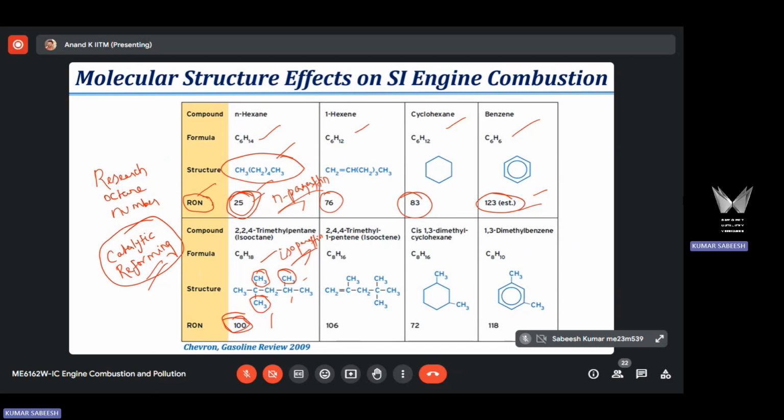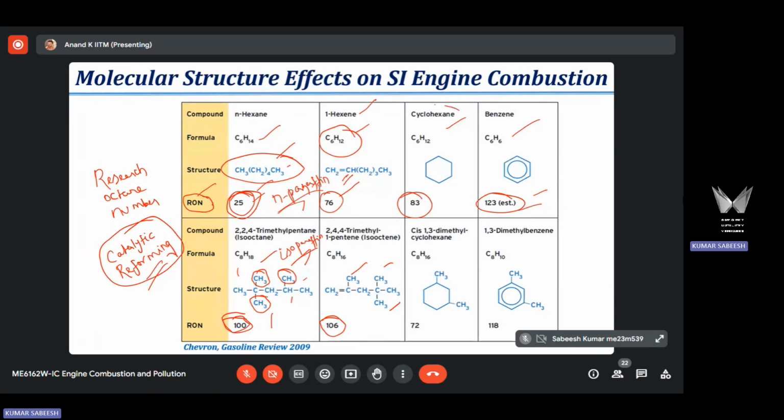Now observe what happens when adding an alkyl side chain to the olefin class. Hexene is an olefin. By adding three methyl groups, you can see that the octane number increases from 76 to 106. Again, by branching you are improving antiknock quality because ignition quality drops when you do branching. It's a more stable structure compared to the chain. But the increase is not as significant because you already have a double bond. In the first case, you don't have a double bond, all are single bonds. By branching, there is a significant increase in antiknock quality. In the second case, it is not so.